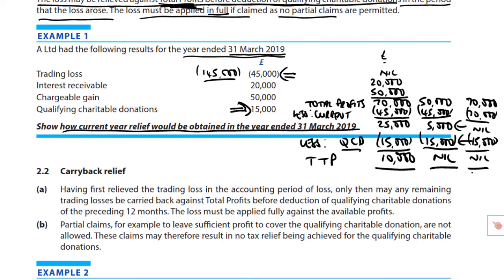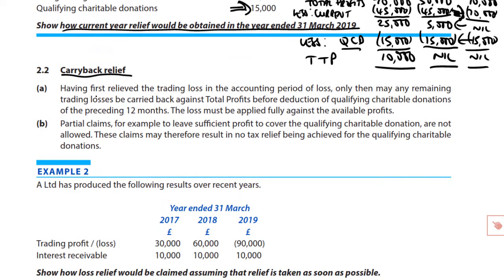But what it would mean is, if you had a £145,000 loss, and you've now used their £70,000, you've got a balance of £75,000 to carry back. Now and only now could you carry back. So what's the carry back relief? Having first relieved the trading loss in the accounting period of loss, that must be the first thing you do if you wish to carry the loss back.